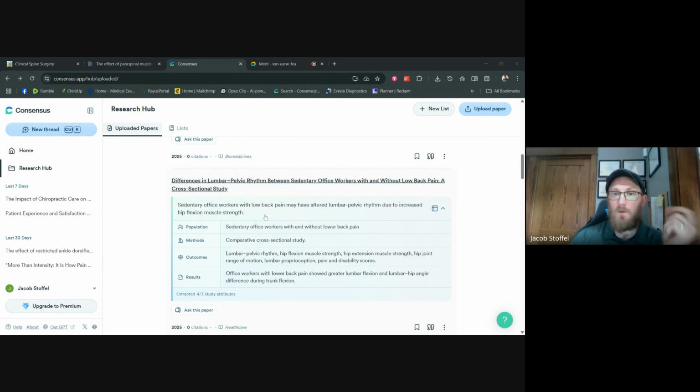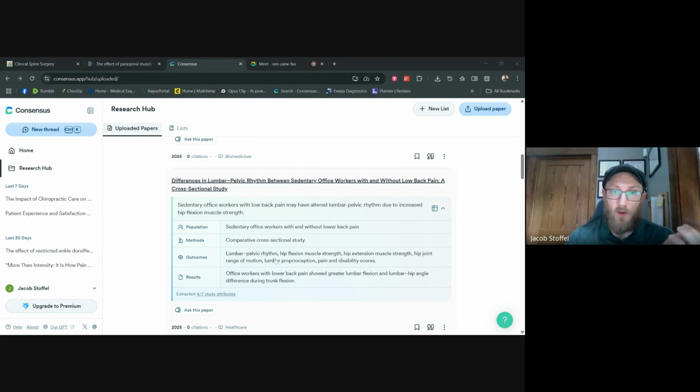Sedentary office workers with low back pain may have altered rhythm due to increased hip flexion muscle strength. So essentially a quote unquote imbalance, and I'm using air quotes very particularly here, in muscle recruitment and muscle development patterns in these office workers may predispose them or be a potential mechanistic factor in why they are either developing or maintaining low back pain.